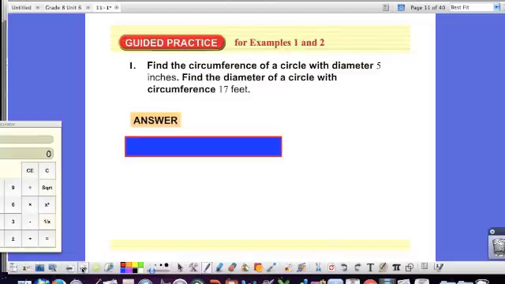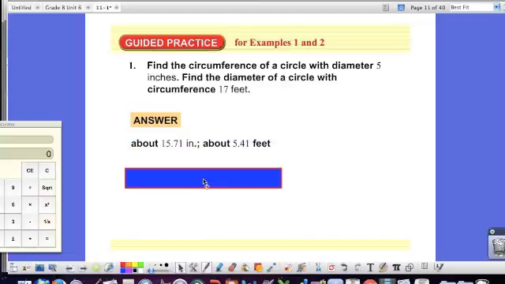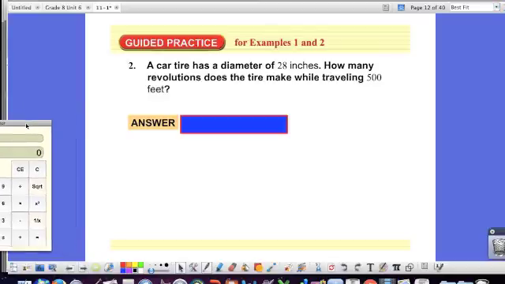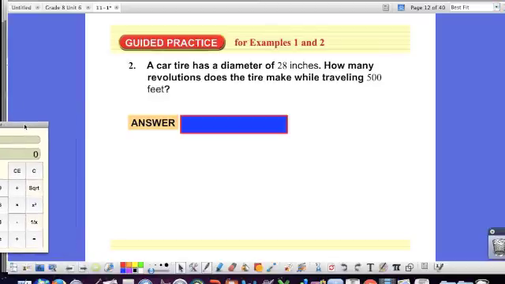Find the circumference of a circle with a diameter of 5 inches. I expect you to be able to do this. I'm not spending time in the video. There are your answers. Now, if we had a car tire that has a diameter of 28 inches, how many revolutions does the tire make while traveling 500 feet?